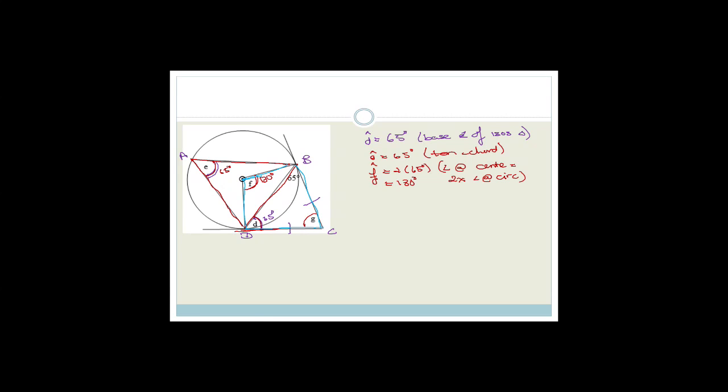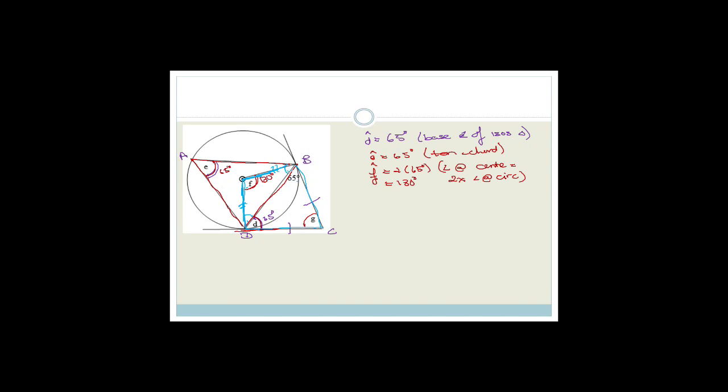But we do know that OB is a radius and OD is a radius. So do you agree that I could get this angle here and that angle here? Because we've got this 130 and these are base angles of an isosceles triangle. So I could get that angle and that angle. Then I have the whole of F, I have the whole of this angle, which means that I can use the fact that all four angles in a quadrilateral add up to 360 and I can get G. So let's do that.